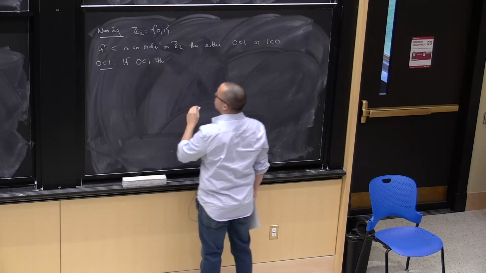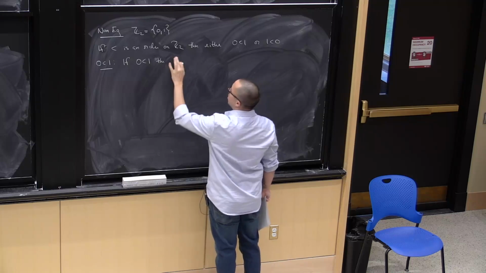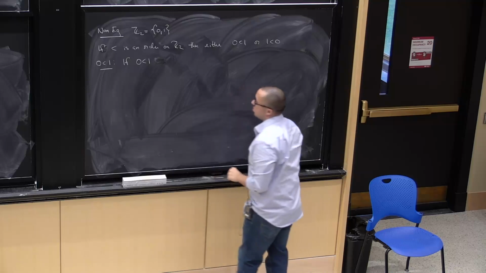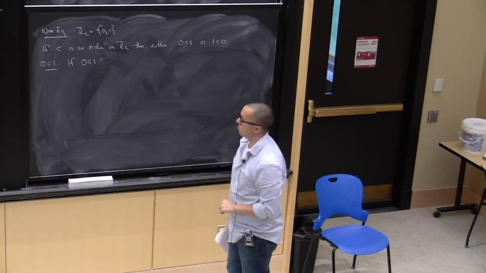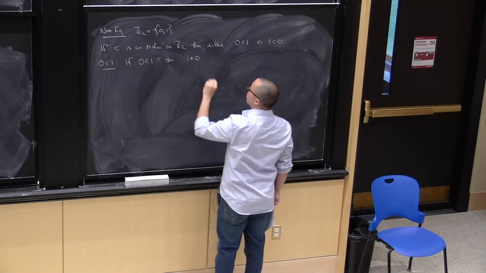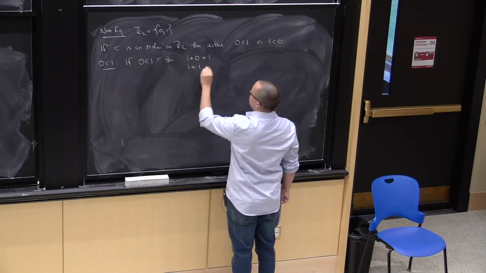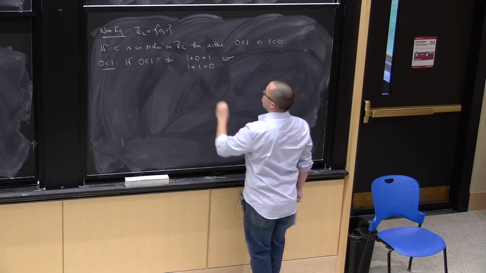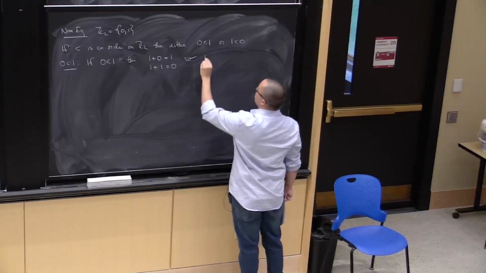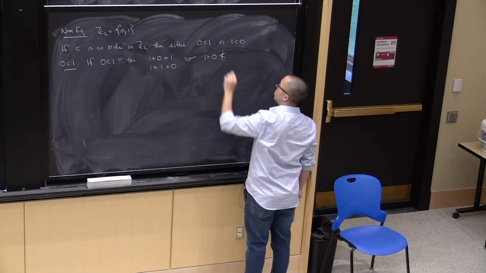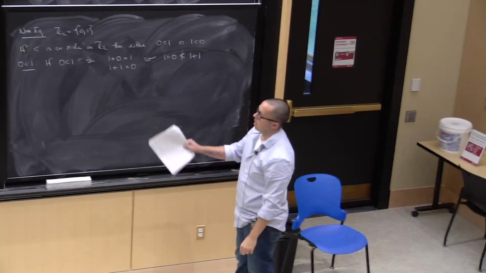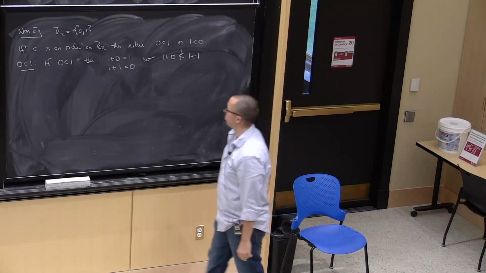If 0 is less than 1, then what happens if I add 1 to each side? So 1 plus 0 would give me 1. 1 plus 1 would be 0, and therefore 1 is not less than 1 plus 1. So it does not satisfy the first property.